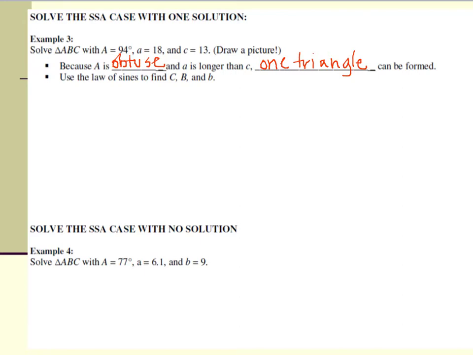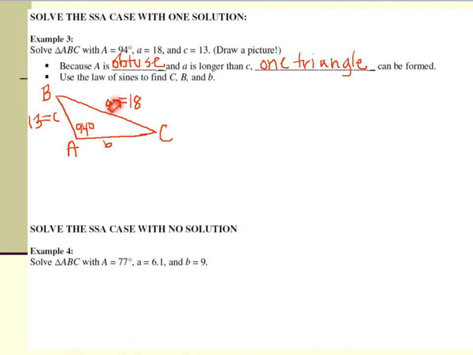So let's draw a picture, and I know that angle A is an obtuse angle. It's 94 degrees, so I'm going to draw it that way. Here's my angle A, and it's 94 degrees. So across from angle A will be side A, which is 18. Okay, this will be my B, here will be side B, and this will be my angle C, and this is side C, and we know that side C equals 13. So I've drawn my picture in here. Let's use our law of sines to find the missing pieces.